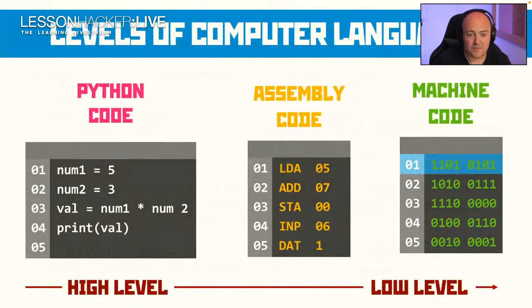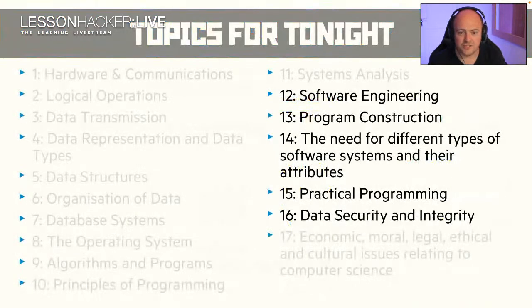There's also different levels of computer languages. The one on the right, the machine code, is what's being run by the processor. And we are on the left. We're in Python code. We're in a high-level program. Basically, the closer you get to low level, the harder it is to program, but the faster it will run on the computer. There are programs that will take Python code and turn it into machine code for us.